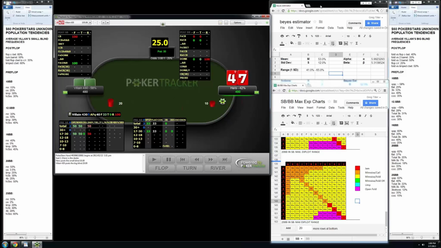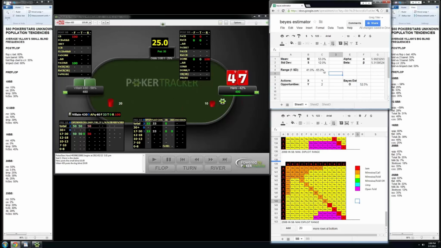I plugged in his pre-flop raise stats so far into the Bayesian calculator, but it's not anything too meaningful. Population tendency of about 53%, raising between 17 and 25 or so. Standard deviation of 12. I don't think we see a lot of people raising tighter than 41 or wider than 65 from an unknown player long term.